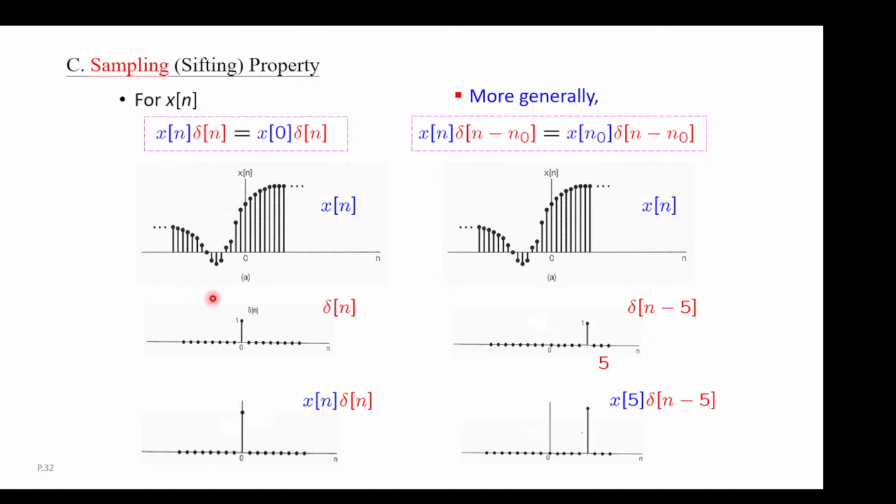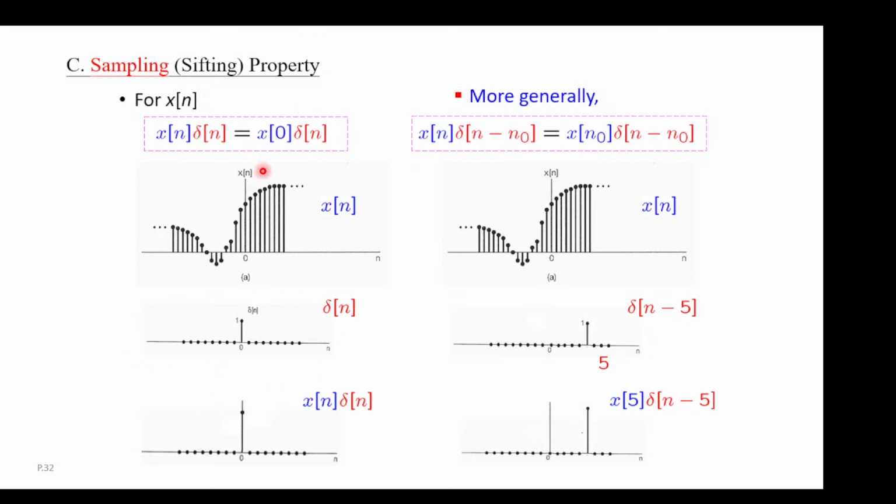If we do this multiplication, then for every n not equal to 0, the product will be 0, because something times 0 is 0. And only at n equal to 0 are you multiplying x of 0 times 1. So the resulting function is 0 everywhere except at n equal to 0, where it is x of 0. And if you think a little more, this function is x of 0 times delta of n.